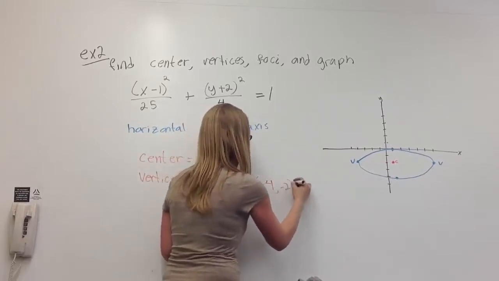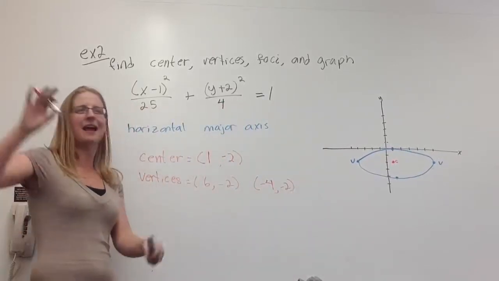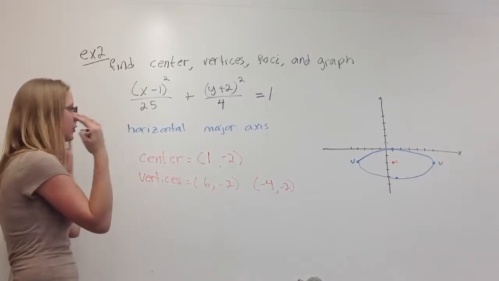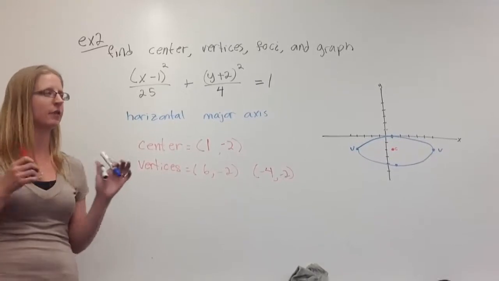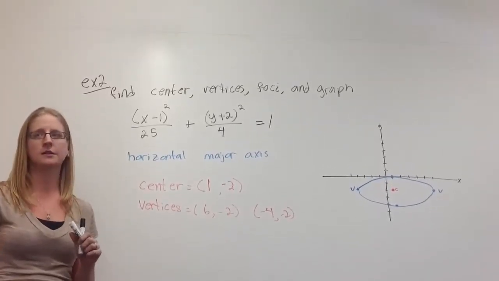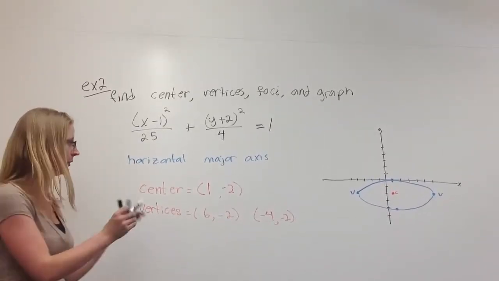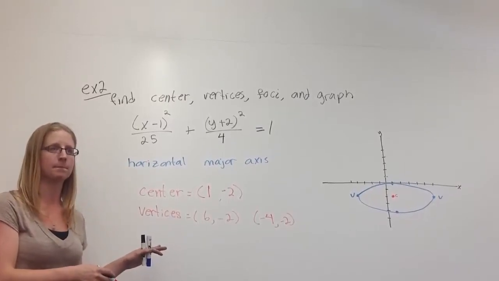Negative 4, negative 2. Can you guys see how I didn't have to look at that formula? I could just look at the picture and those are my vertices. Don't try to make that harder than it is. Life is already hard enough. I really just don't think staring at formulas for the next 2 weeks is going to help you understand those concepts. That'll help you way better.